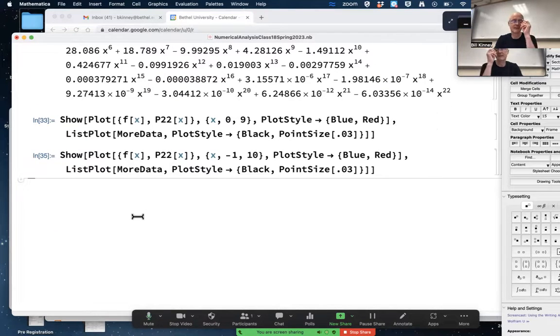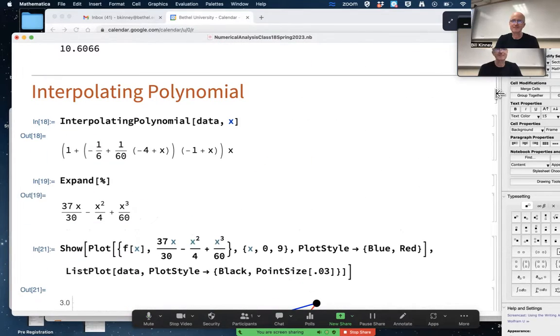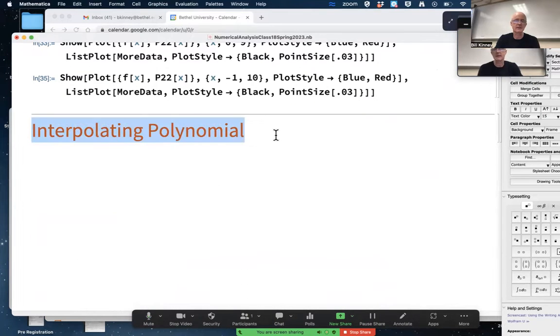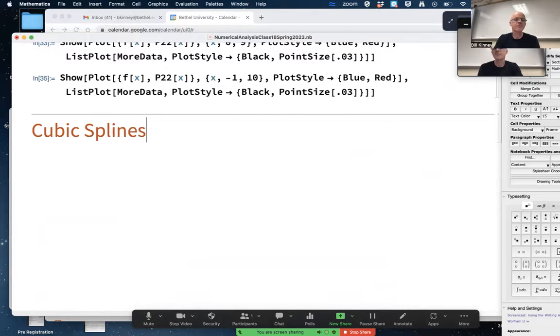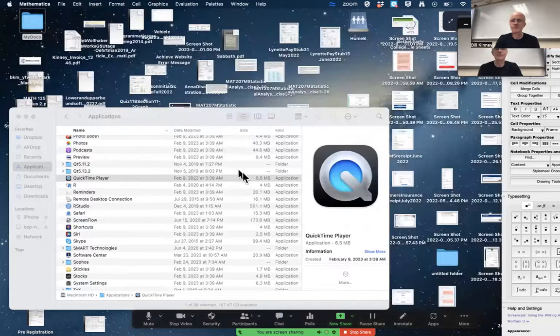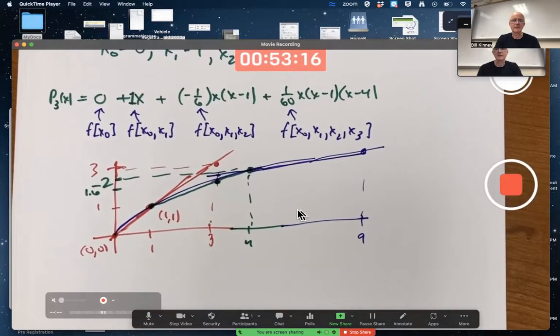But let's spend 15 minutes talking about cubic splines. How far can we get in 15 minutes? Cubic splines. And do I want to use 4 nodes? Let's see how far we can get. Yeah, let's use the 4 nodes, 0, 1, 4, and 9 again.